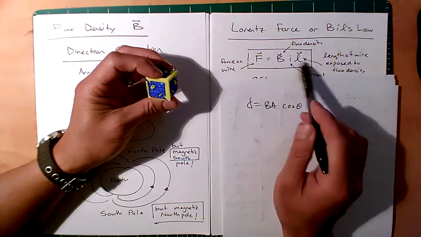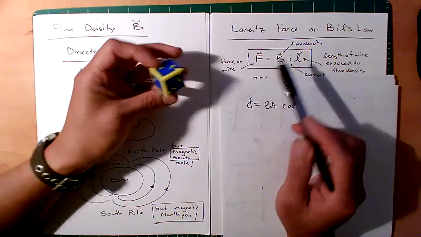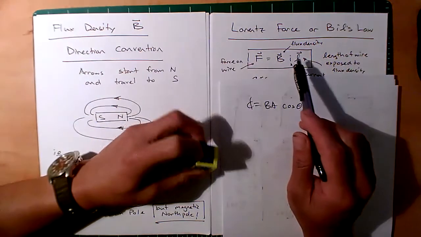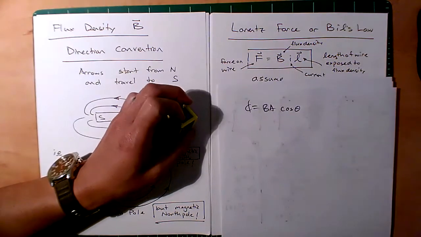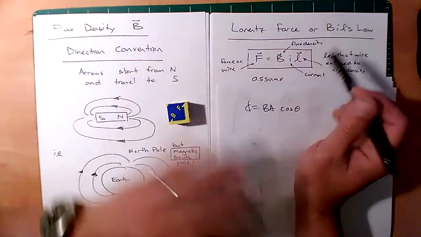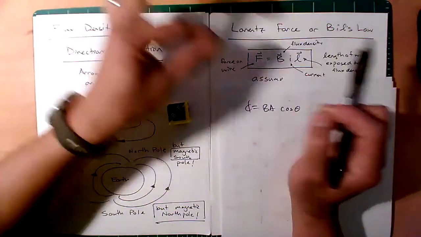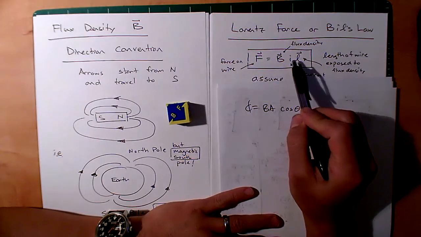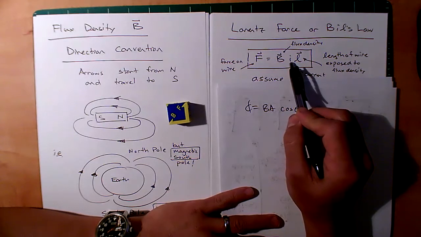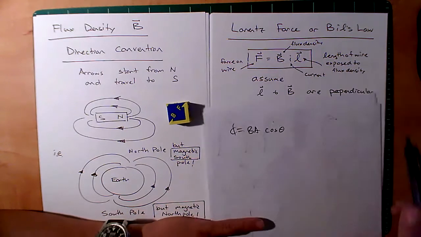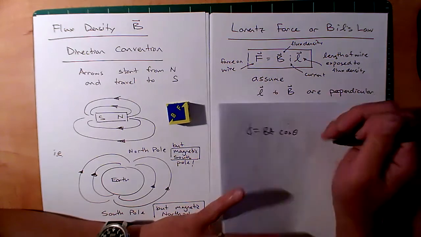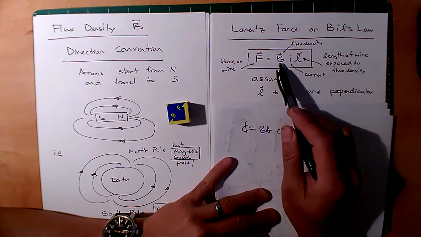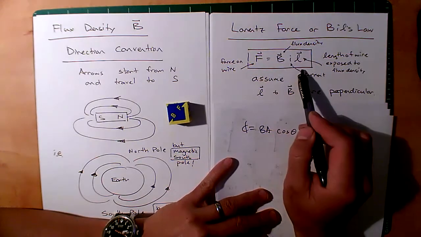Okay, so this is F equals BIL. And now I don't have the L on the cube just to keep it simple, but let's break this down. So let's imagine you have a wire, okay? So you have some wire of length L with some current in it, and it's exposed to some flux density, okay? We're also going to assume that this wire and this flux density are perpendicular to each other in this situation.